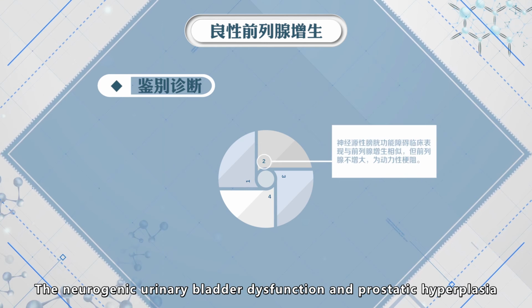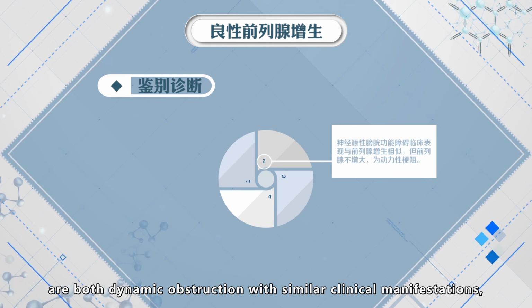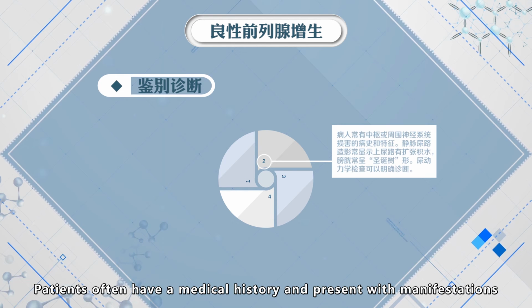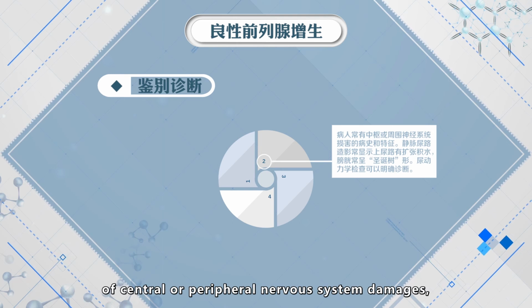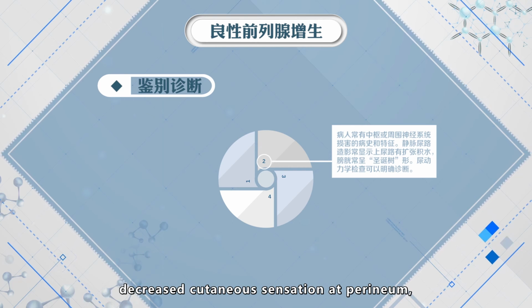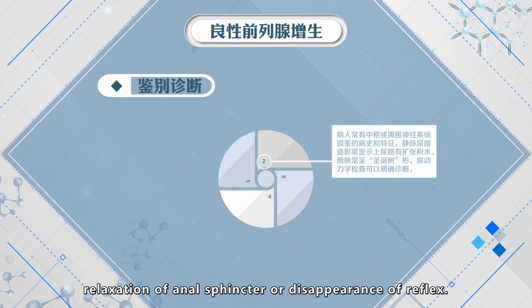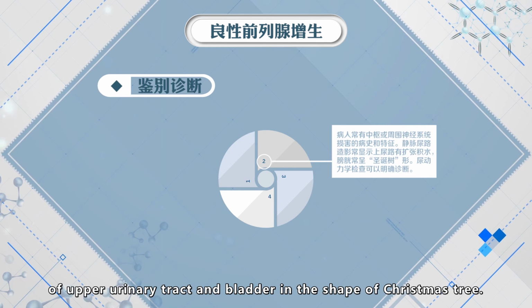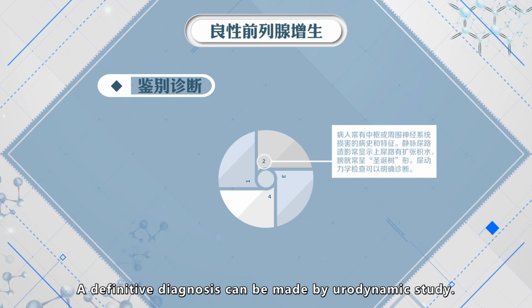The neurogenic urinary bladder dysfunction and prostatic hyperplasia are both dynamic obstructions with similar clinical manifestations, characterized by dysuria, a large amount of residual urine, hydronephrosis, and renal dysfunction. Patients often have a medical history and present with manifestations of central or peripheral nervous system damage such as lower extremity sensation and movement disorders, decreased cutaneous sensation at perineum, relaxation of anal sphincter, or disappearance of reflex. The intravenous urography often shows dilation of hydrops of upper urinary tract and bladder in the shape of Christmas tree. A definitive diagnosis can be made by urodynamic study.